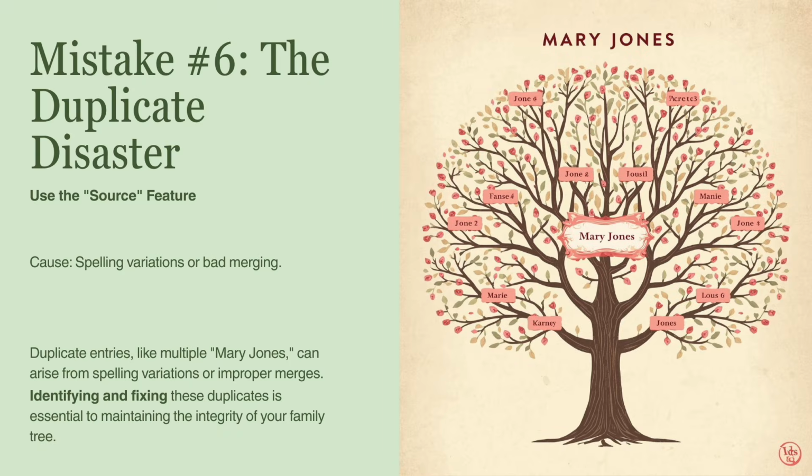Mistake number 6 is a doozy. It's creating duplicate people. This usually happens when you find a record that spells the name slightly differently, Jon versus John, and Ancestry asks if you want to add a new person. If you aren't careful, you click add new instead of merge. Suddenly, your tree has 3 versions of your great-grandpa, and the records are split between them. Oh boy, this breaks the algorithm. Ancestry won't give you good hints because it thinks these are 3 different people.